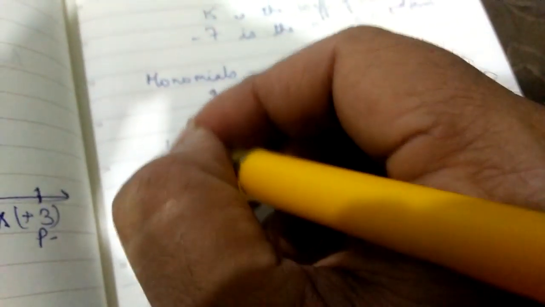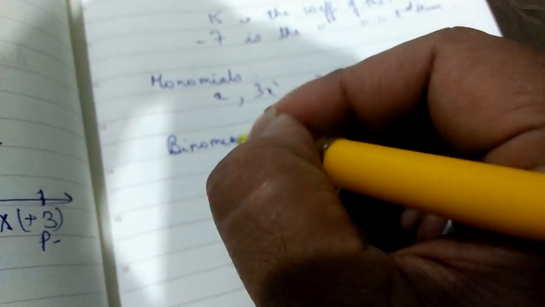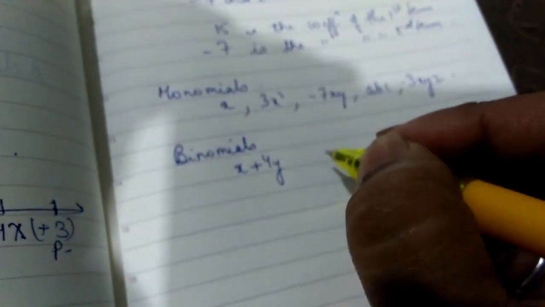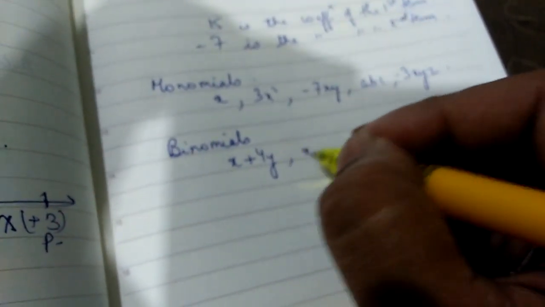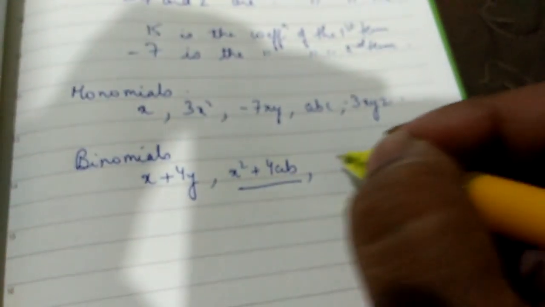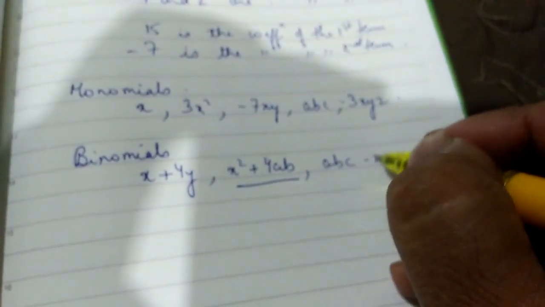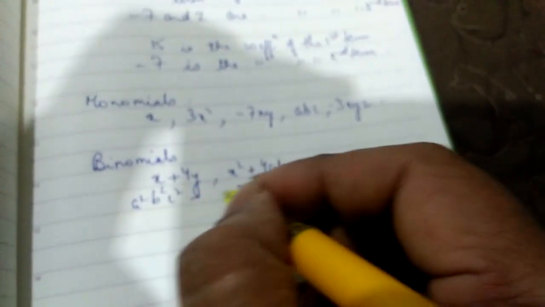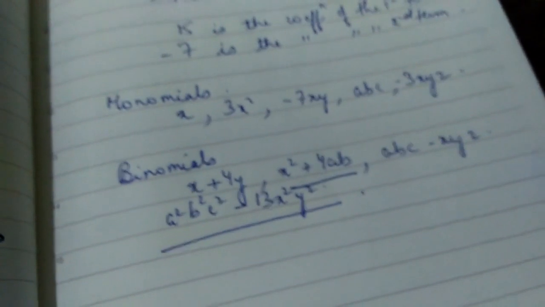Okay, so let's talk about binomials now. Binomials have two terms, like 7 plus 4y. So these are two terms. x square plus 4ab, this has two terms. So this is a binomial. You can form any number of binomials, like abc minus xyz. This is also a binomial. a square b square c square minus 13x square y square is also a binomial.